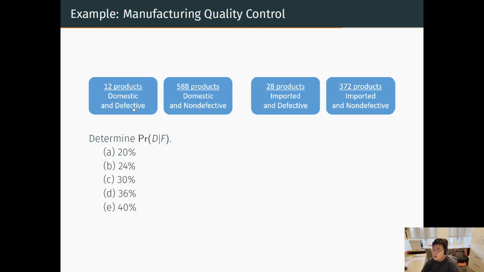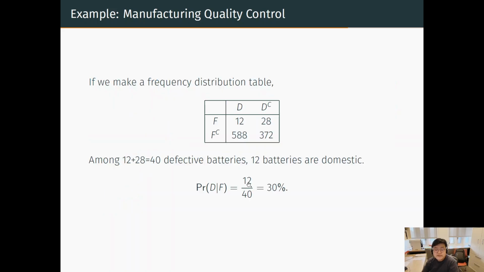That means among these four types, you only use this and this. Non-defective batteries are excluded. You can remove them, delete them. You don't need them. You only use the first and the third group. And that means there are 40 defective batteries. Out of them, 12 are domestic. There are 40 batteries that satisfy your condition, but 12 of them satisfy your main event, right? So that is 12 divided by 40.